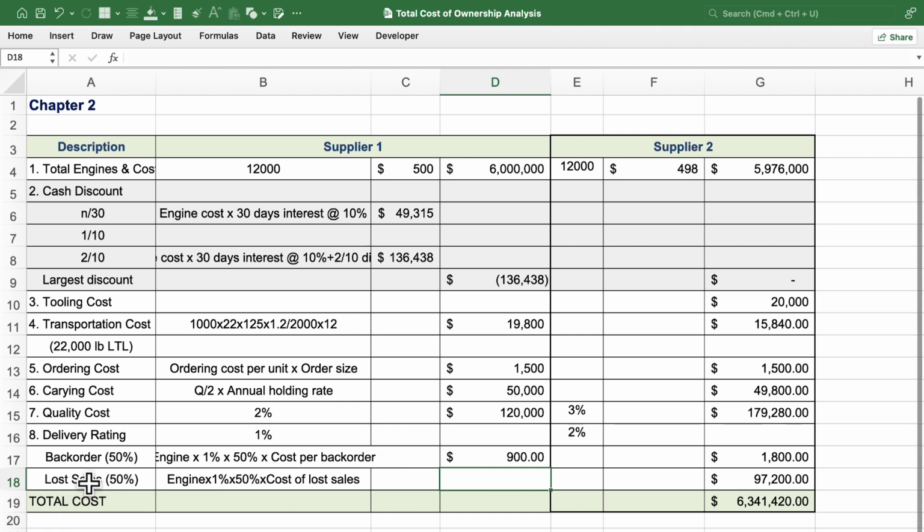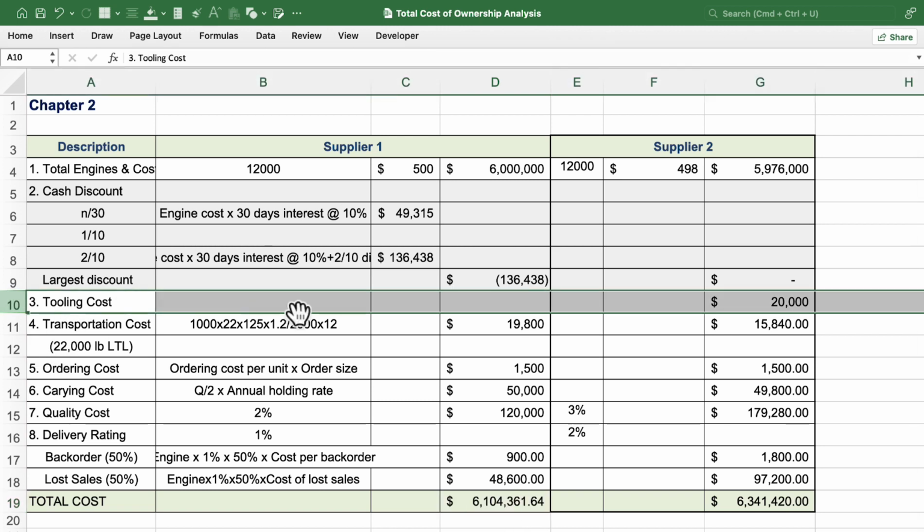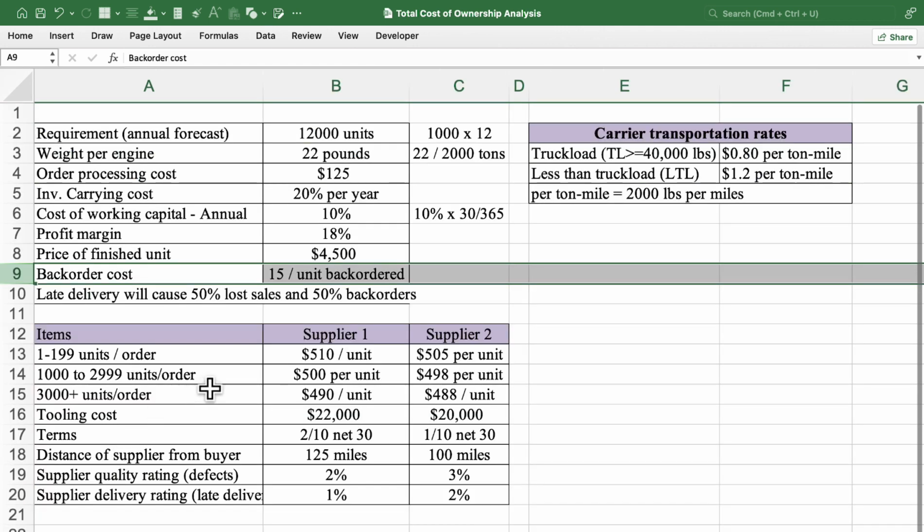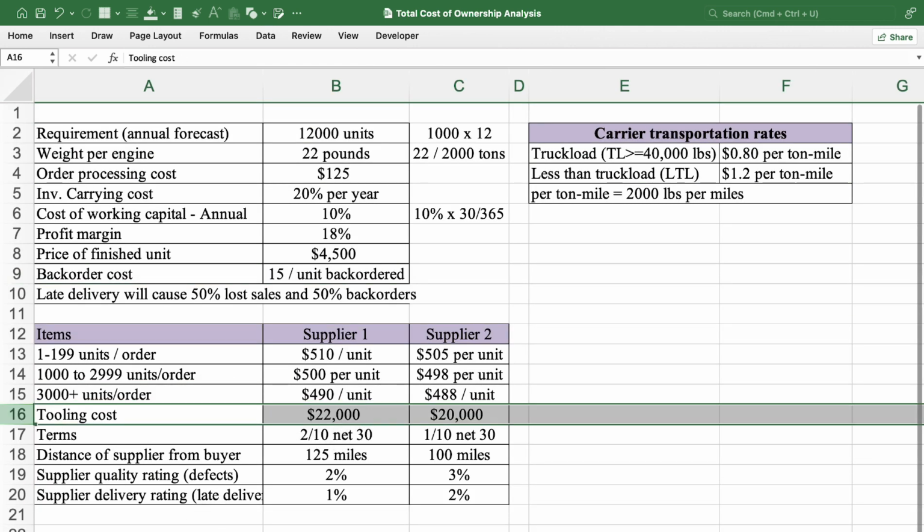900. And the last category is lost sales because of late deliveries. So that will become 12,000, that's the total number of engines, multiplied by 1%, that's the late deliveries, multiplied by 50% lost sale, which means 0.5, multiplied by the price of one finished unit, and the price of one finished unit is 4,500, and their profit margin is 18%, so 0.18, and that becomes 48,600.